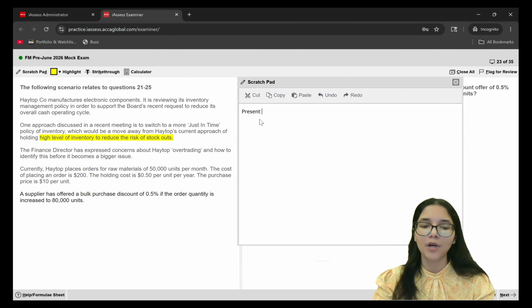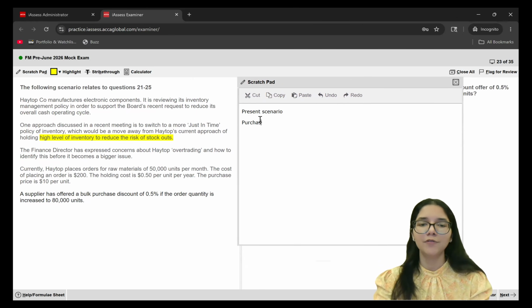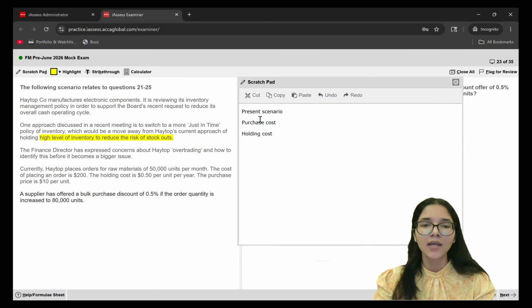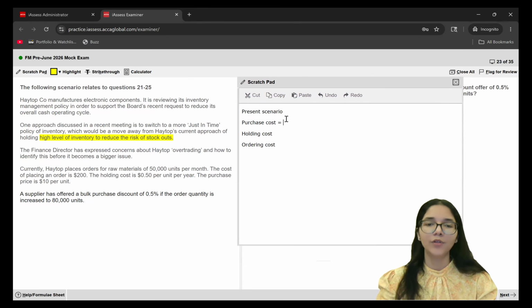Let me first talk about my present scenario. In my present scenario, I will first be paying my purchase cost, then I will have my holding cost, and then I will have the ordering cost. So let's see what these costs are going to look like.